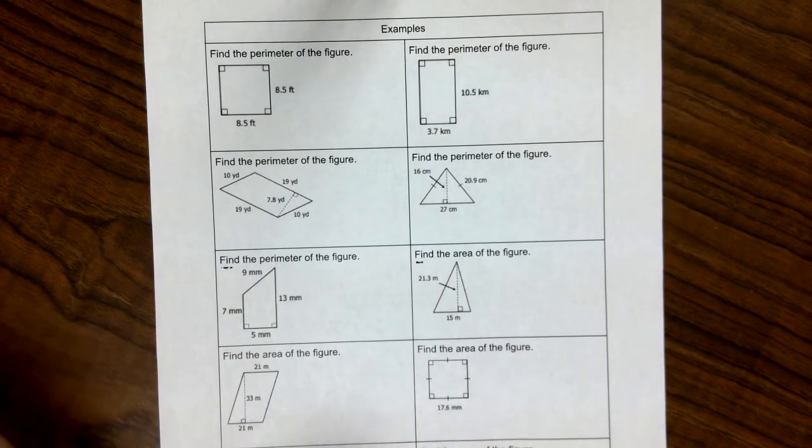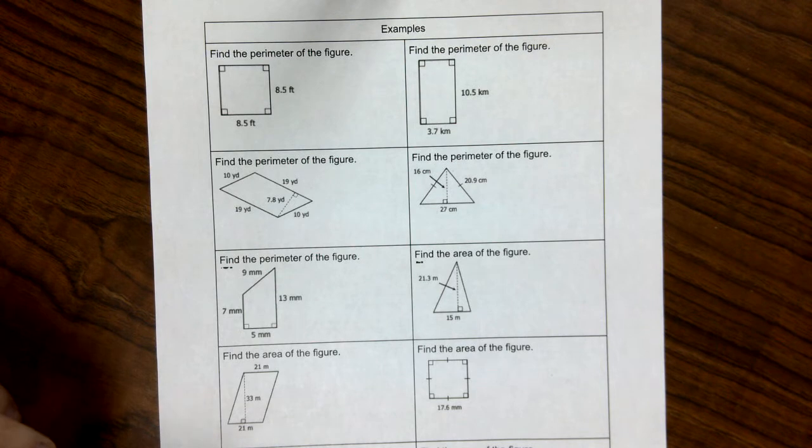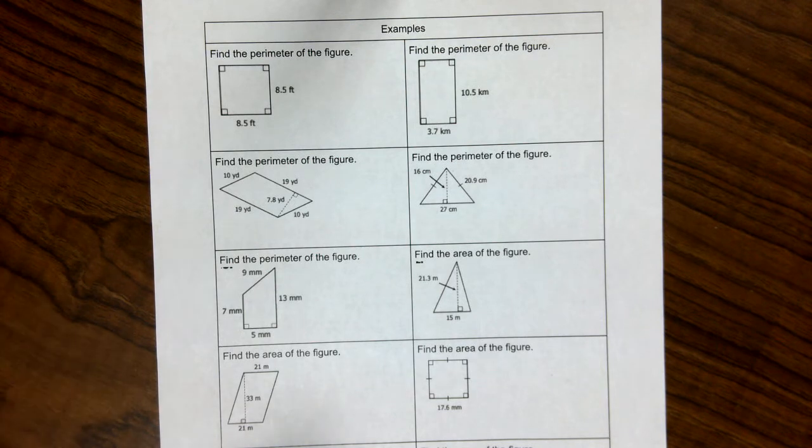The first 5 are perimeter, the second 5 are area. We'll just figure them out. Now, on your homework, I want area and perimeter. You have to do both. Here, I'm just specifying which one we want, just so you can see them all separately. But on your homework, you're going to have to do both, area and perimeter. All right?